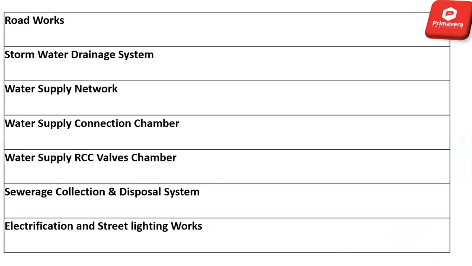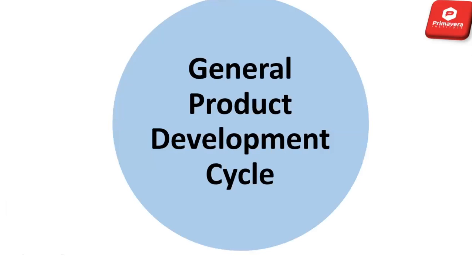Now here I will take one real-time example: let's say we have one city development project. So how will these things go along with our project management? Just to understand that, I will assume a real situation. These are the components of this city development project. In this project, you are going to develop road work, a stormwater drainage system, a water supply network, water supply connection chambers, water supply RCC wall chambers, a sewerage collection and disposal system, and then electrification and street lighting works.